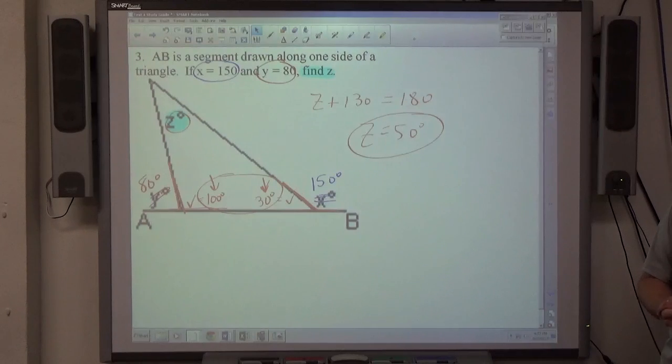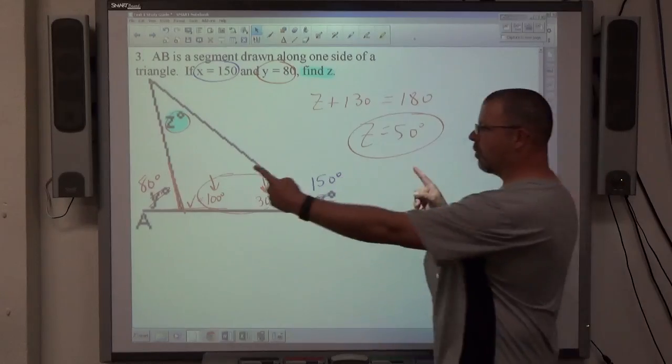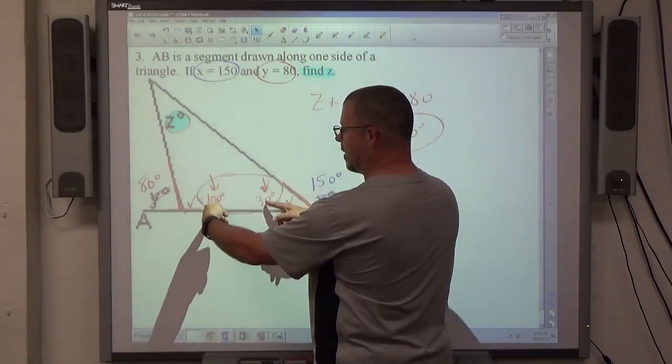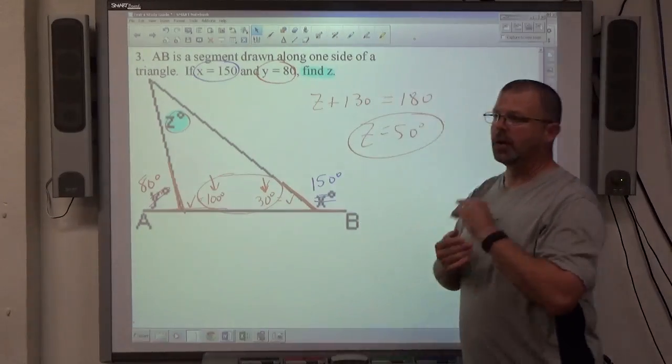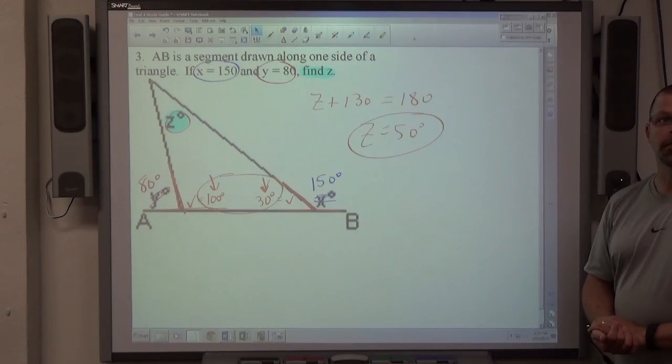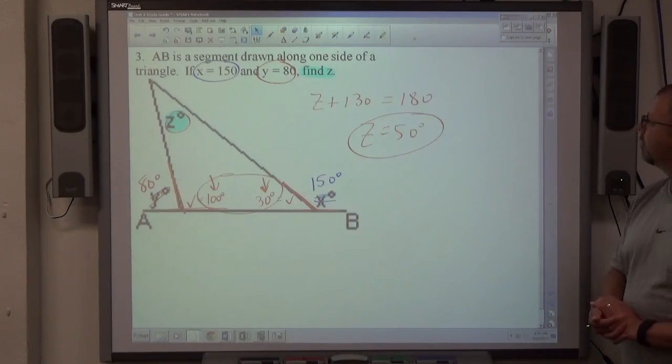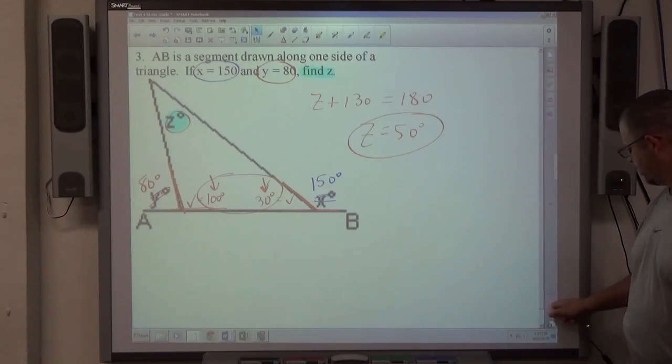On the test, I'm going to give you the same picture. I'm going to give you x and y being different numbers, but the x and the y allow you to find these two angles. 180 minus these two angles gets you the angle you're looking for. I won't change the problem up at all except for the numbers that x and y equal. So be ready for that one. Be able to do it.